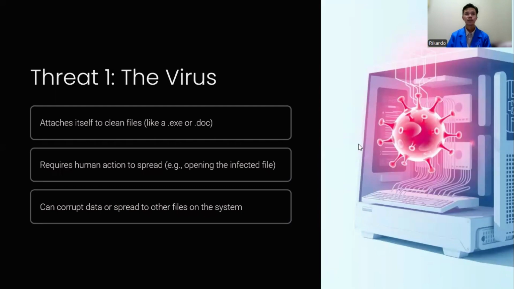The virus. A computer virus is one of the most well-known types of malware. A virus infects clean files, attaching its own malicious code to them. It cannot spread on its own. It requires a human action to be activated. This usually happens when a user opens the infected file, like a document or application. Once active, the virus can execute its payload, which might be to corrupt data, log your keystrokes, or spread to other files on your computer.